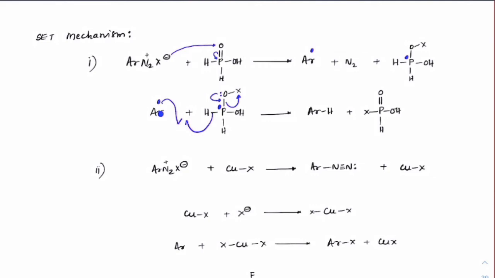And this phenyl group, phenyl radical and hydrogen will terminate to form benzene. Got it? Again, this mechanism is not there in your syllabus. All you need to know is that it is happening through a single electron transfer. That's all you need to know. Okay.